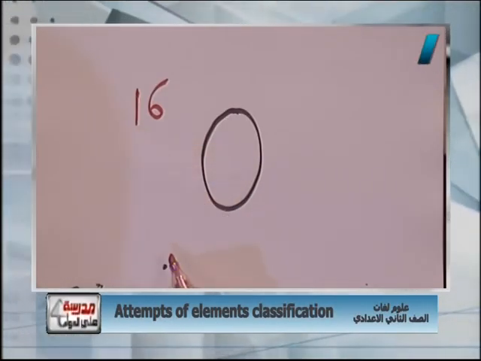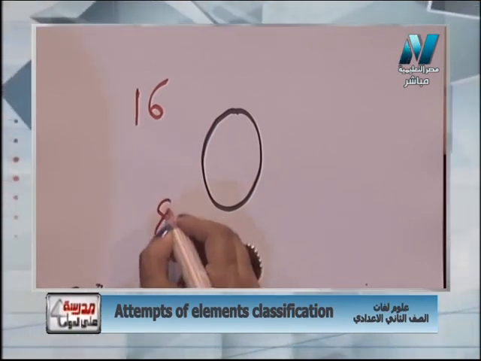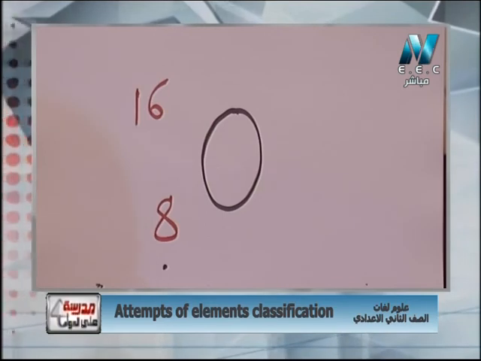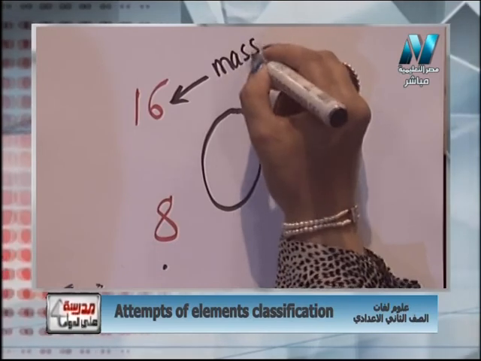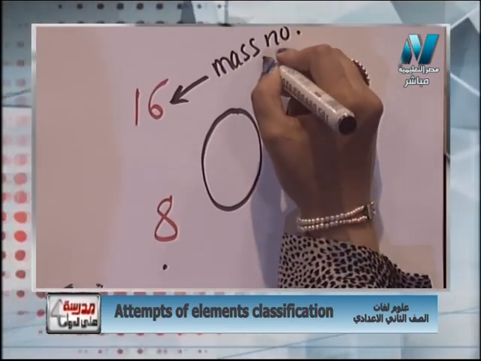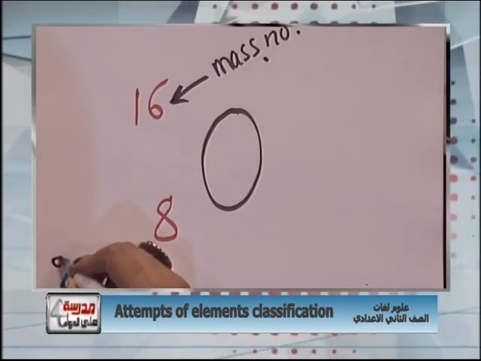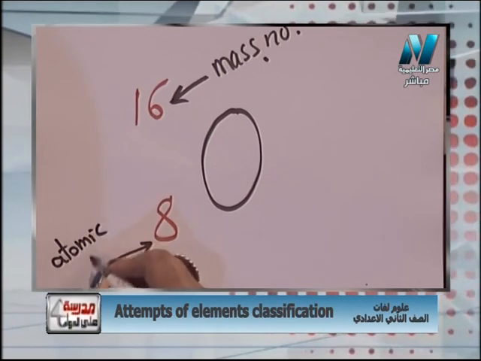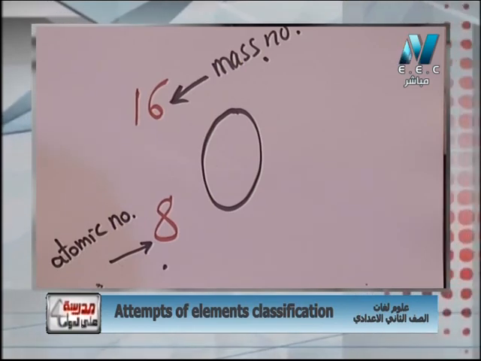We are going to write the mass number. The mass number is written on what? On the top of the element at the left side. And we have the atomic number below the element. So the number above, we call it the mass number, which we said is protons plus neutrons. And the one below, we call it atomic number. Okay?